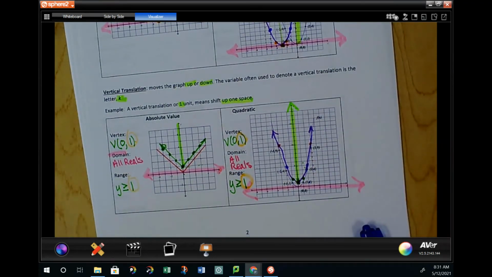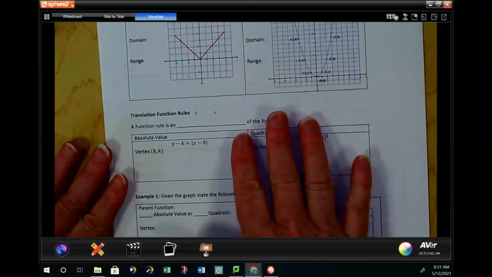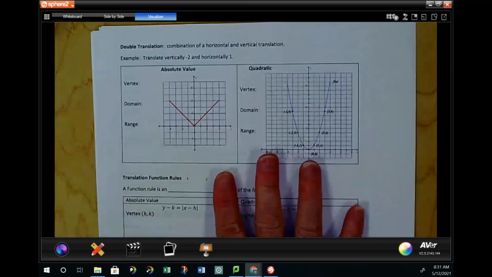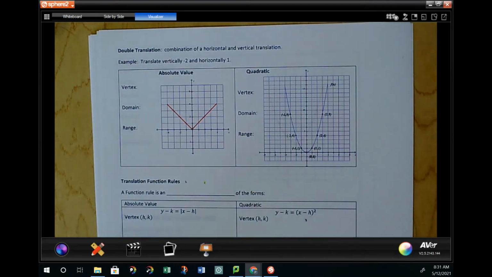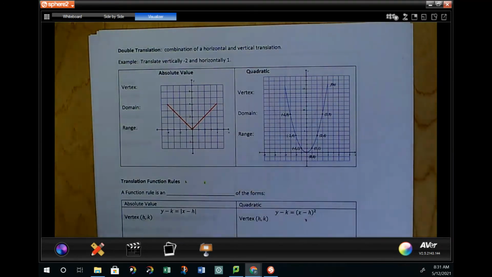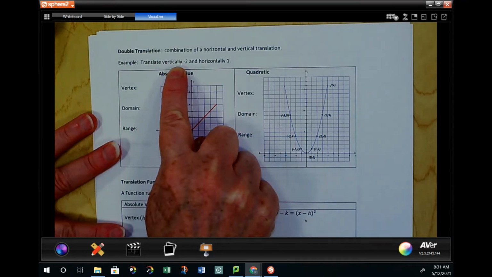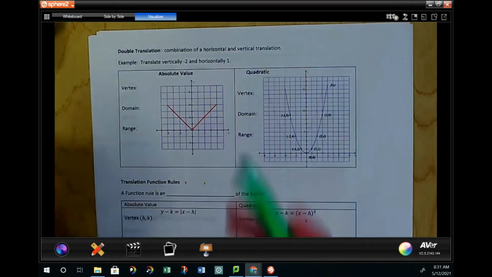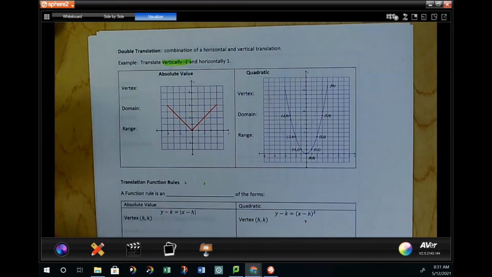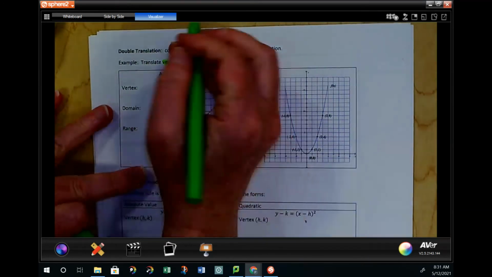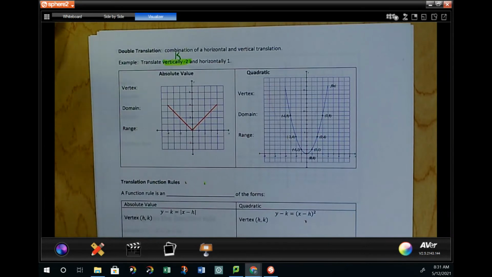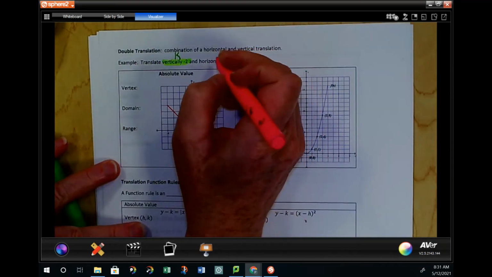So now we've done just a horizontal translation. This next one, we're going to go through and do a double translation. So that means you're going to move it vertically and horizontally. Now, I tricked you here on example 1, and I said, okay, I'm moving it vertically first. So when I moved it vertically, this was my k. Remember, vertically is your k, and then horizontally is your x.